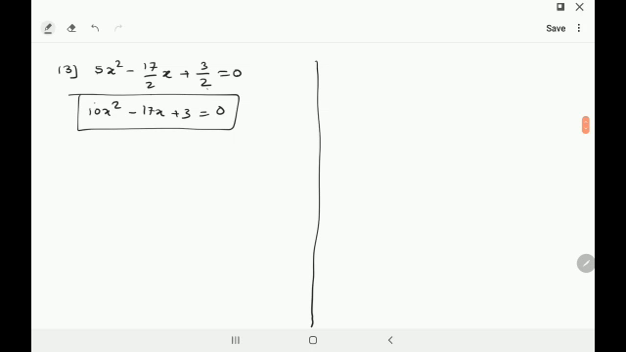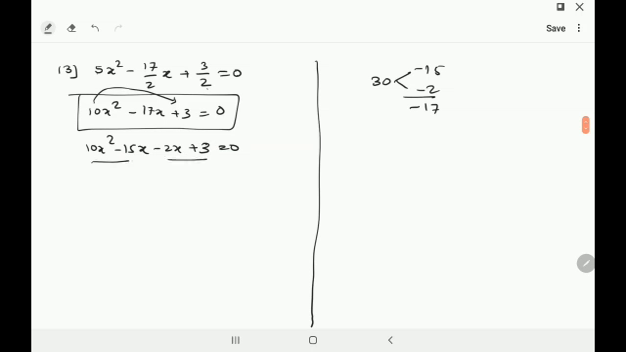I have to solve this. So 10 into 3, 30, to split to get minus 17. I don't have to factorize because I know 30 is a simple number. 15 into 2. So minus 17. Got it? So 10x square minus 15x minus 2x plus 3 is equal to 0.